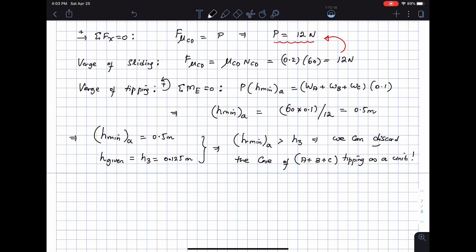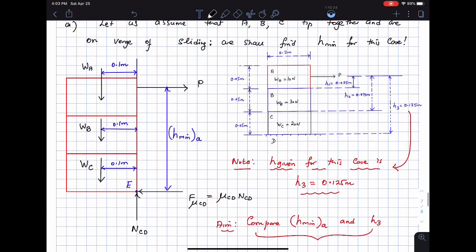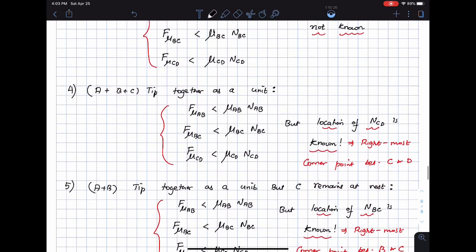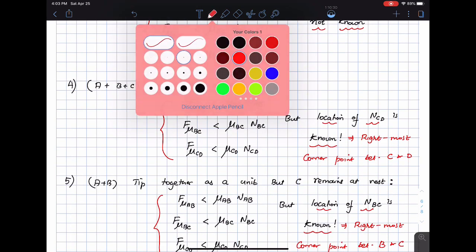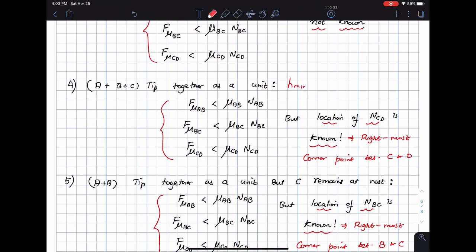Okay, which means that we have discarded this particular case. All right, so this is a good start, which means that essentially I can go back and say that case 4 is not going to work for me. Because of the fact that H minimum A is greater than H3, we can discard case 4.